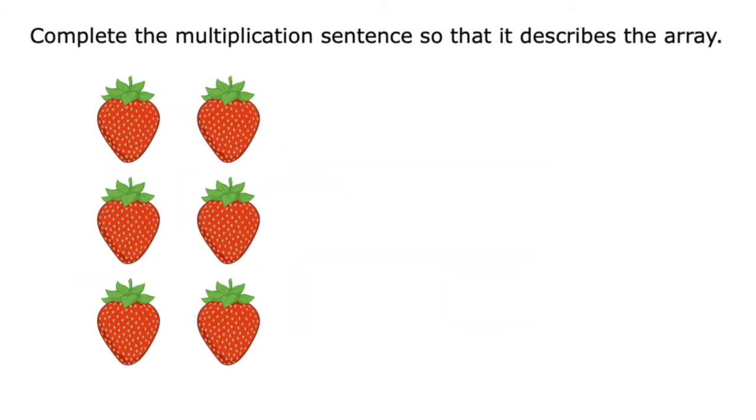Here we've got some strawberries. So pause and write the equation for this array. If you were thinking 3 times 2 equals 6, that is the right answer. You could again also write that as 2 times 3 equals 6. You could see that as 2 groups of 3 if you were looking vertically.